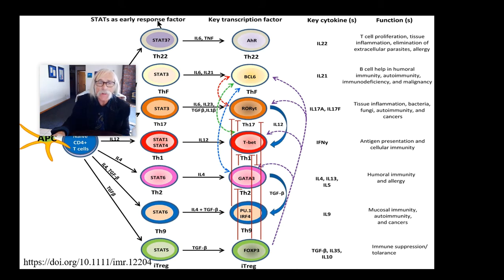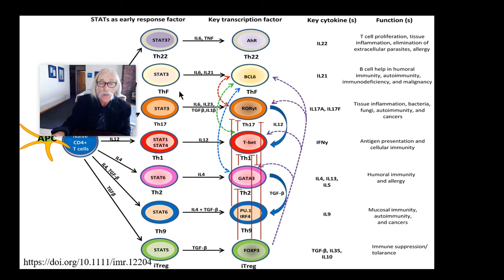All right, I just want to remind you that we got all these different T cell lineages. We've already talked about the follicular cell. We talked about Th17, 1, 2, and 3. There's Th9. We haven't talked about that yet. There's Th22. In the presence of interleukin 6 and tumor necrosis factor, you make this AHR. That's the receptor for that, making it Th22 mature cell. Key cytokine for that is interleukin 22. What is it involved in? T cell proliferation, tissue inflammation, elimination of extracellular parasites, and allergy, which is a key feature we want to look at later on.